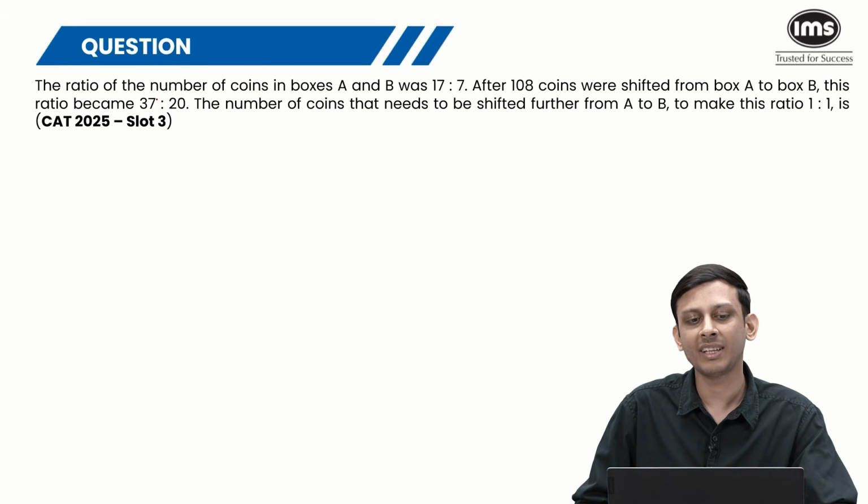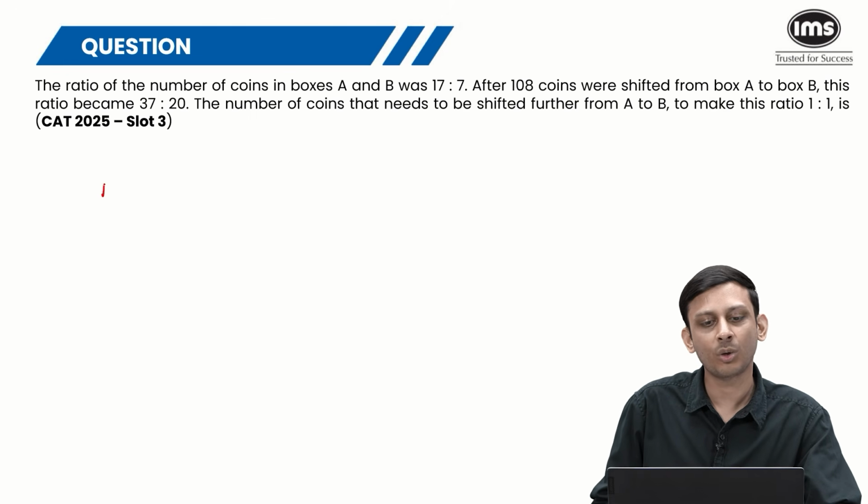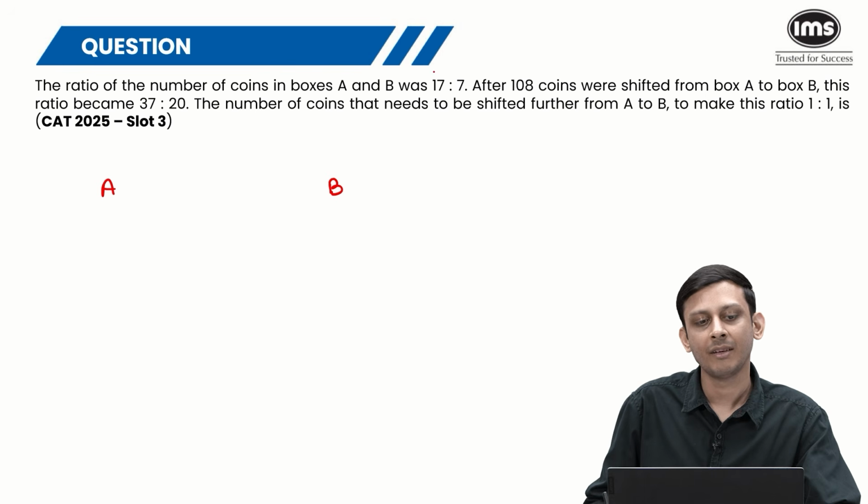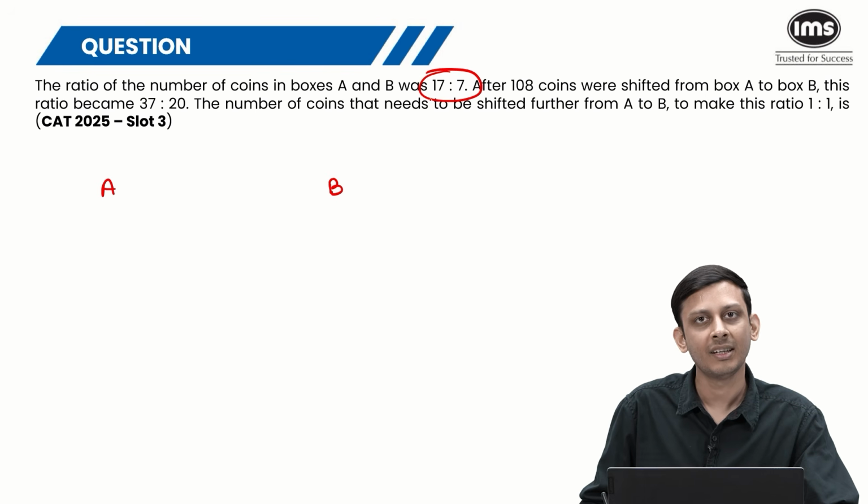So we have the ratio of the number of coins in boxes A and B was 17:7. After 108 coins were shifted from box A to box B, this ratio became 37:20. The number of coins that needs to be shifted further from A to B to make this ratio 1:1 is how much? So what most people would do here, they would start with the total of A and B, where we have 17:7. So they would take 17x for A and 7x for B.